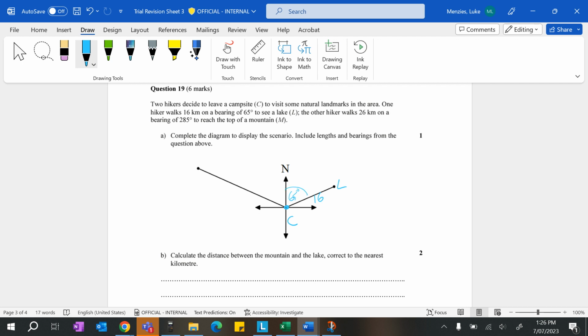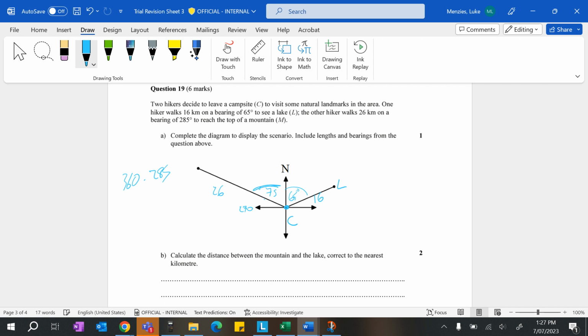And the other hiker walks 26 k's on a bearing of 285 to reach a mountaintop. Okay, so complete the diagram of the scenario. 285, this is 270, so you could put 15 degrees in here, but that's not really going to help because you can see they're forming some sort of triangle. So I'm going to put down 75 in here. Where do I get 75 from? 360 minus 285 gives that angle.